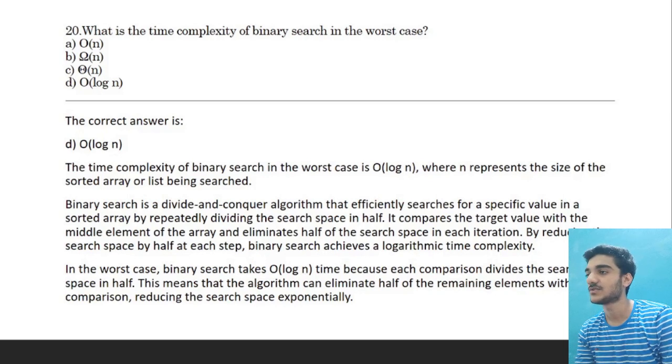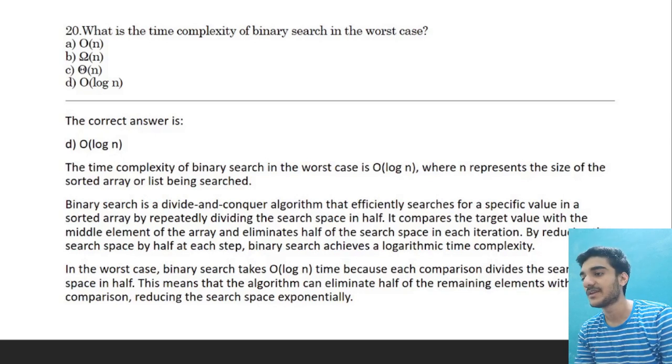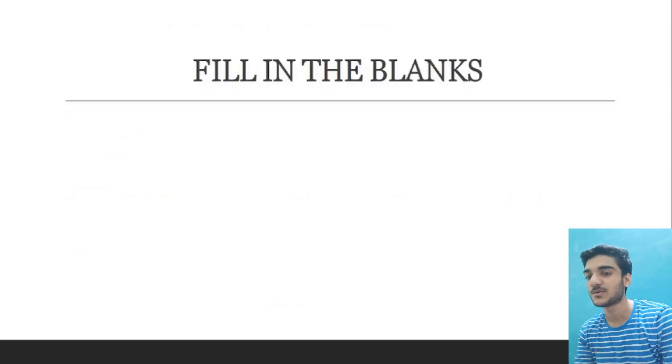The correct answer is big O of log n. Binary search is a divide and conquer algorithm that efficiently searches for a specific value in a sorted array by repeatedly dividing the search space in half. In the worst case, binary search takes log n time because each comparison divides the search space in half. This means the algorithm can eliminate half of its remaining elements with each comparison, reducing the search space exponentially.